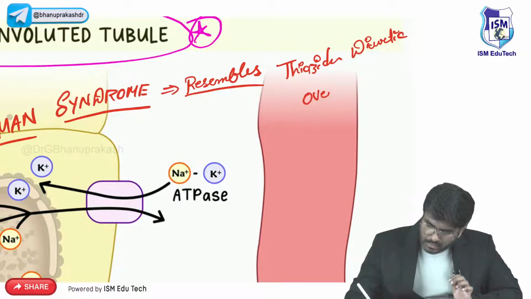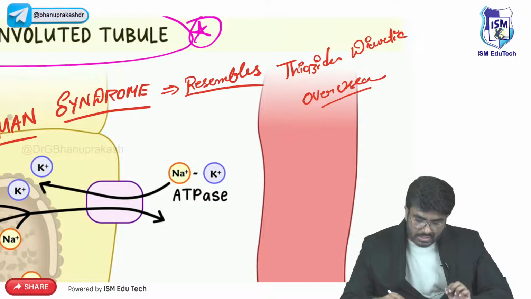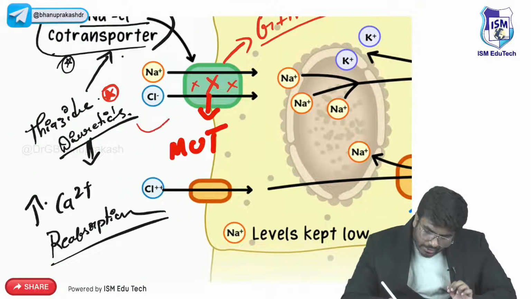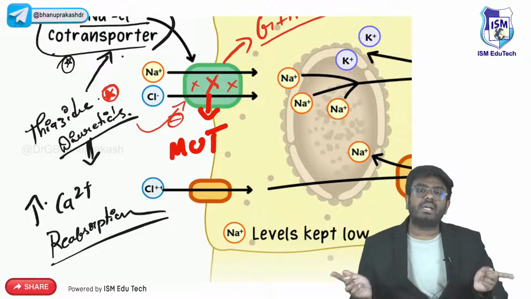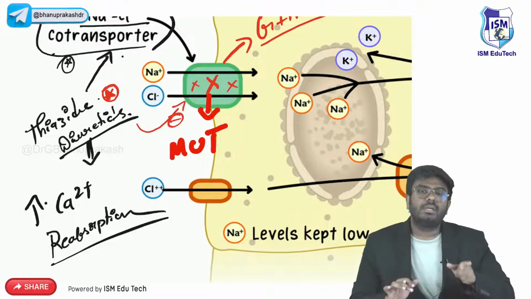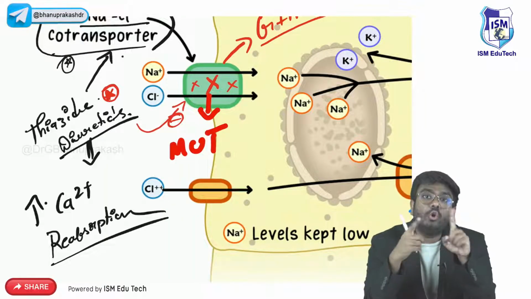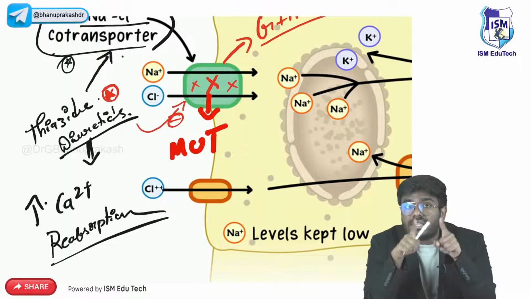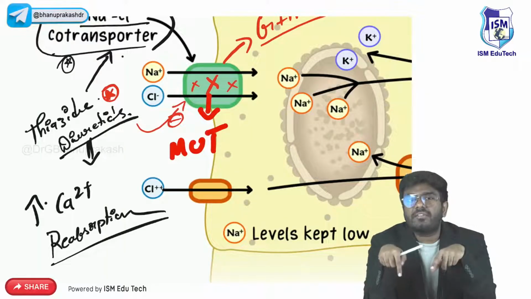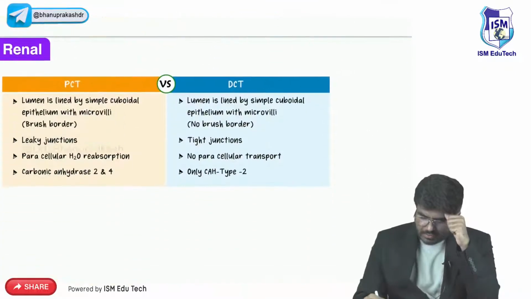Why? Because in Gitelman syndrome, the same transporter is affected, and thiazide diuretics are also blocking the same transporter. In both conditions, the same transporter is being affected. So that's why we say Gitelman syndrome resembles thiazide diuretic overusage. And Bartter syndrome resembles loop diuretic overusage. Bartter syndrome affects the ascending limb of loop of Henle. Gitelman syndrome affects the distal convoluted tubule. So don't forget these points.